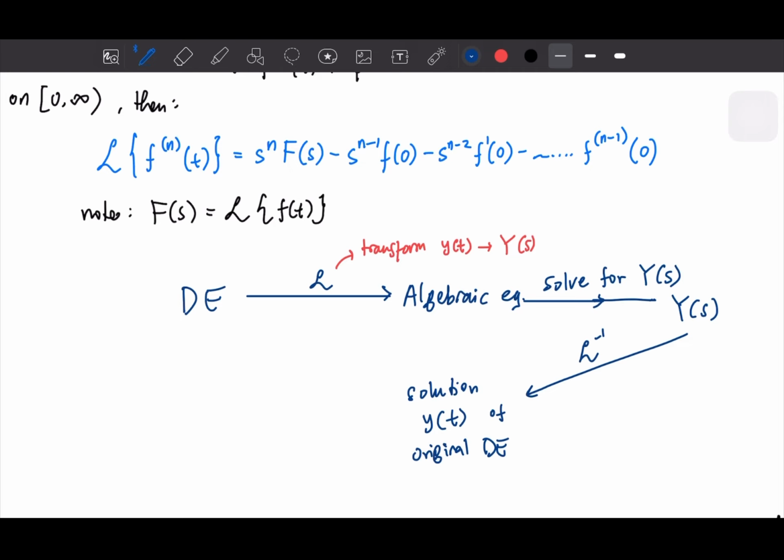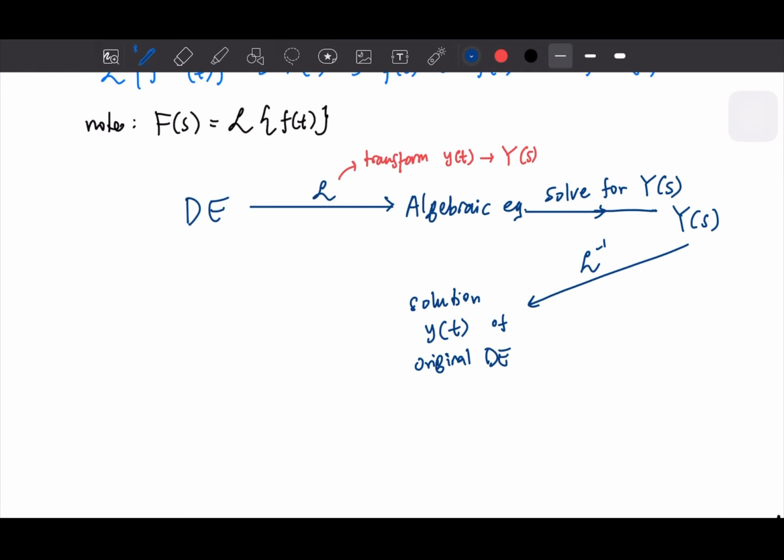To illustrate this, let's say we have an example. Let's say we have the differential equation dy/dt plus 3y equals 13 sine 2t.